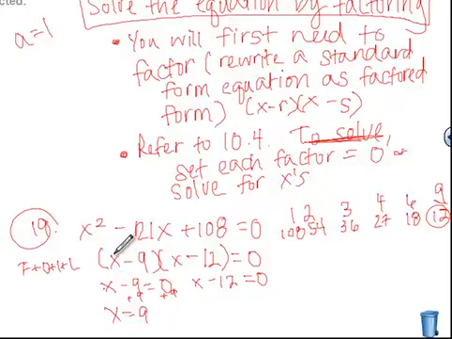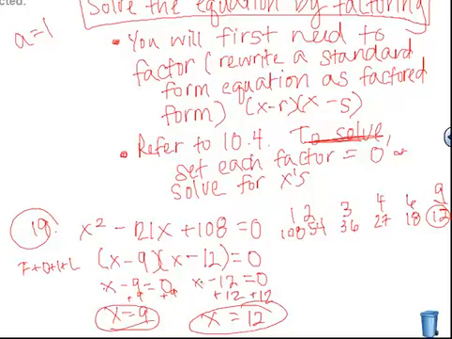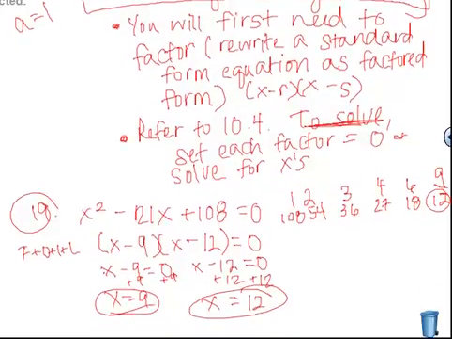Plug that in. 9 minus 9 and 9 minus 12, what you're going to get here is 0, and what you're going to get here is -3. But regardless, 0 times -3 equals 0. So that's what we're looking for. This is a value for x that will make the statement true. Add 12 to both sides to get x by itself, x equals 12, x equals 9. Because if you plug 12 in, you're going to get 0 as a factor. 0 times anything is 0. Alright, so that's number 19.